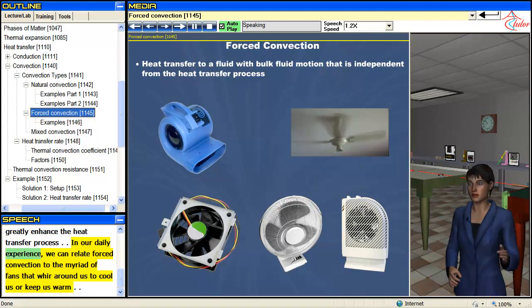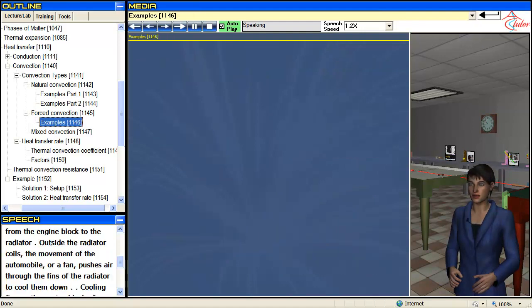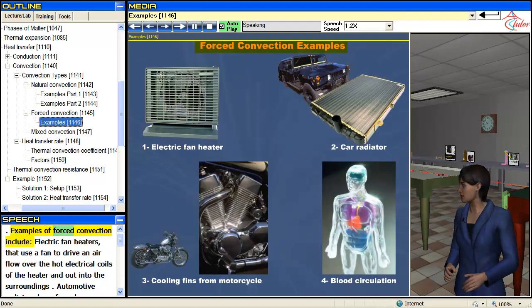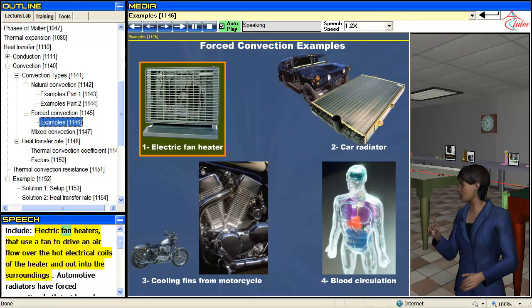In our daily experience, we can relate forced convection to the myriad of fans that whir around us to cool us or keep us warm. Examples of forced convection include electric fan heaters that use a fan to drive an airflow over the hot electrical coils of the heater and out into the surroundings.